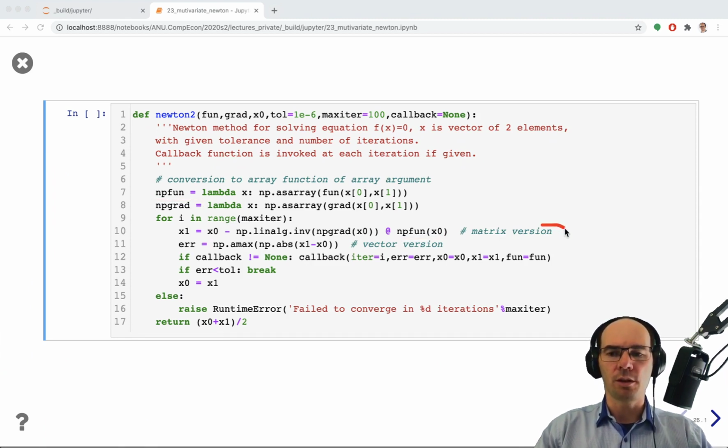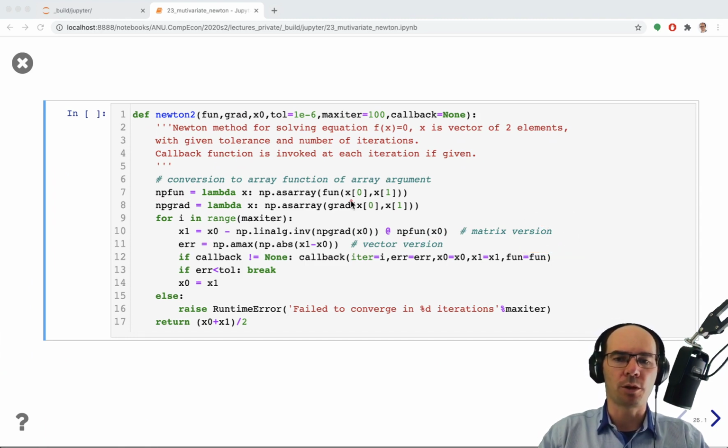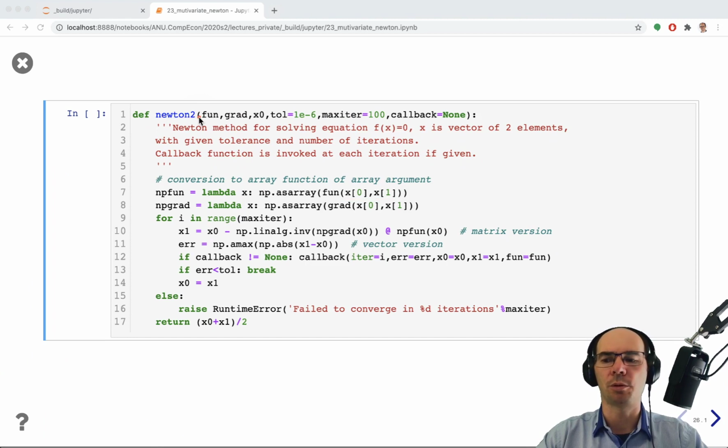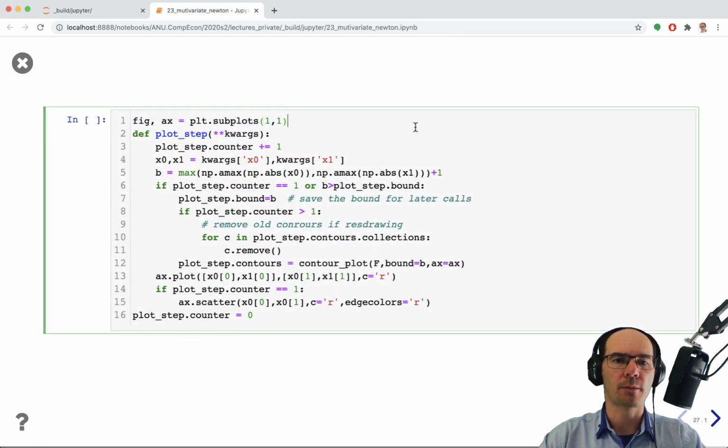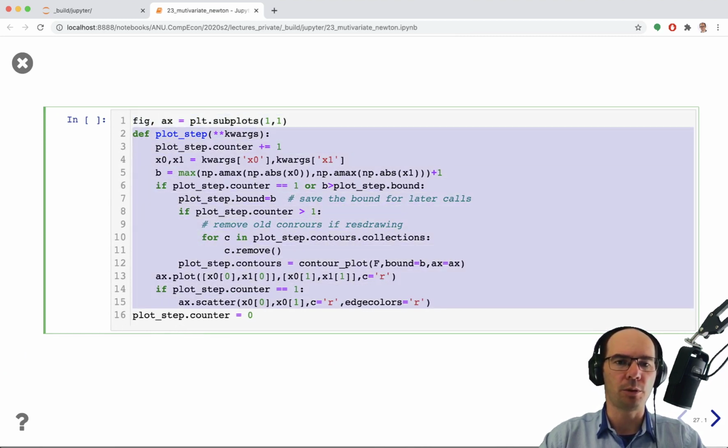Okay, so this would essentially work for any dimensions, but because we are unpacking explicitly the vector into x and y, this is called Newton 2, which is supposed to refer to the two-dimensional solver. Oh, and again, this is not correct. This should be just returning the last iteration. Okay, so let me skip this plot step function. We will see on the output exactly what it does.